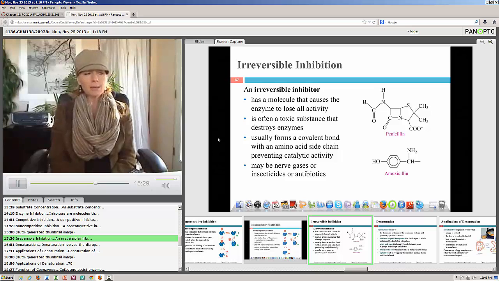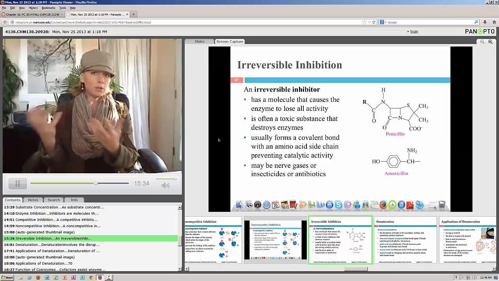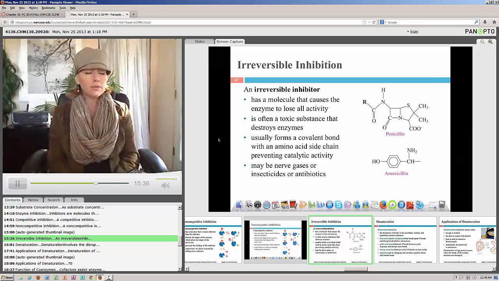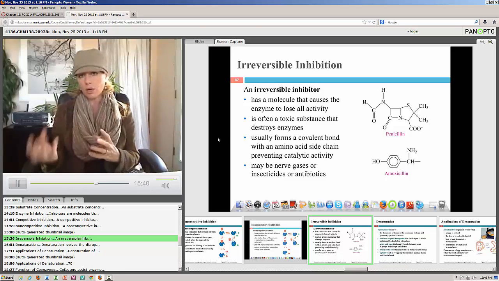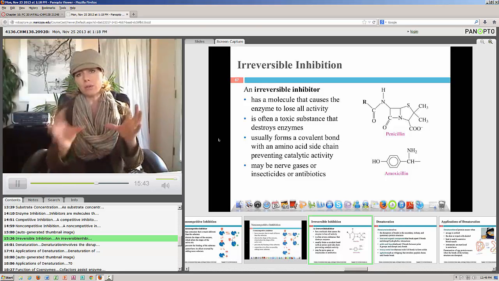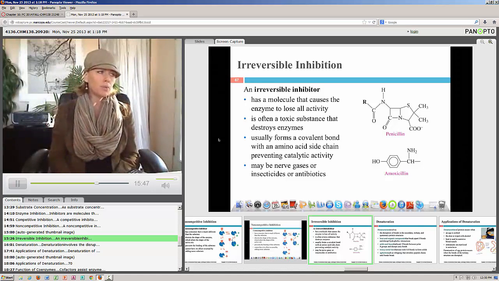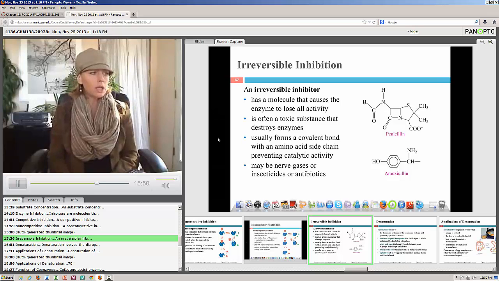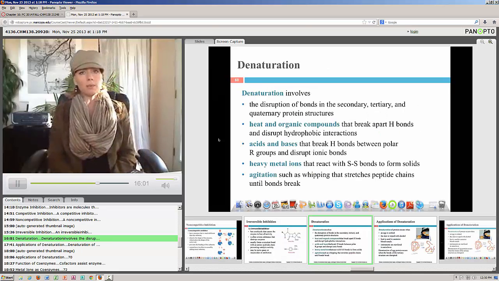Irreversible inhibition, as I mentioned before, is where you have something bind in and it's not able to let go. Usually this is because it's covalently bonded into the active site or even into another portion of the molecule that doesn't allow the enzyme to shape correctly. So be aware that there's both reversible and irreversible. Nerve gas, for instance, or some of the insecticides, or even some antibiotics are able to bind into active sites or other places within the enzyme and cause it not to be able to function.